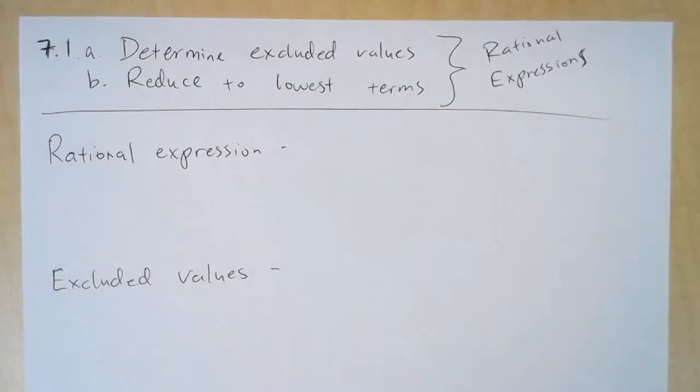Hi guys, today we're working on 7.1a and b, and these are both working on rational expressions. 7.1a is determining excluded values, which we'll talk about what that means in a second, and what rational expressions are. And 7.1b is reduce to lowest terms, which we call simplifying. We've been doing that for a long time.